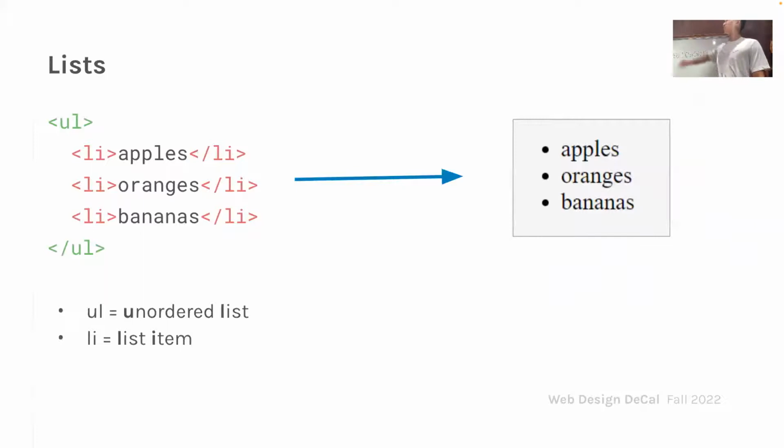Lists are also important. So maybe you have a grocery list website. In order to make a list, you start off with the UL tags, and within the UL tags, you nest li tags. Every li is an entry in the list. So apples, oranges, bananas. The UL tag stands for unordered list, and the li stands for list item. These are pretty useful. You might not see it that much in this class, but just know that they're there.